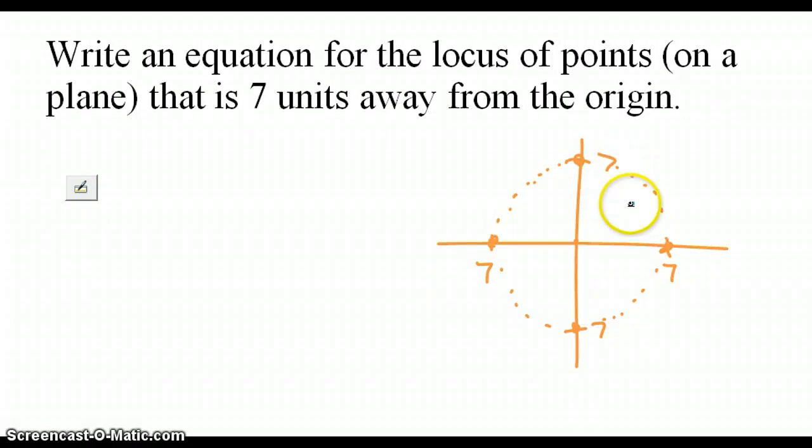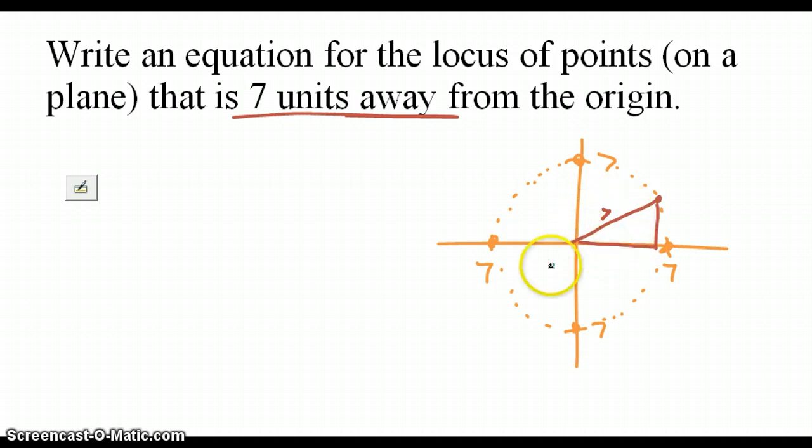We're going to write an equation for this circle using the only thing we know about each of these points, which is that they're all 7 units away from the origin. So for example, this point over here, I don't know what this distance is, I don't know what this distance is, but I do know that this distance is 7. It is 7 away from the origin. Same with this point over here.